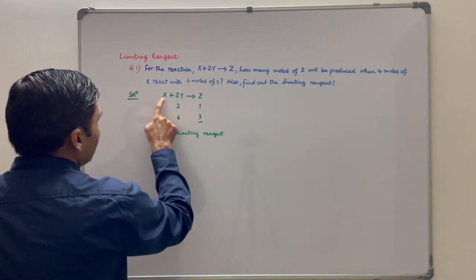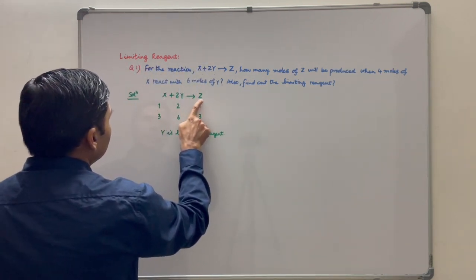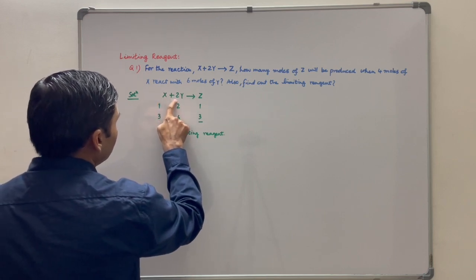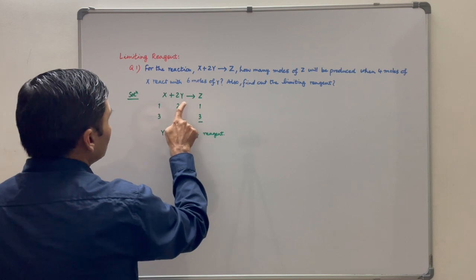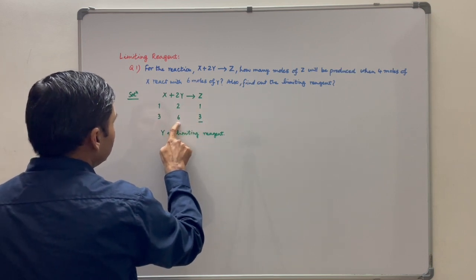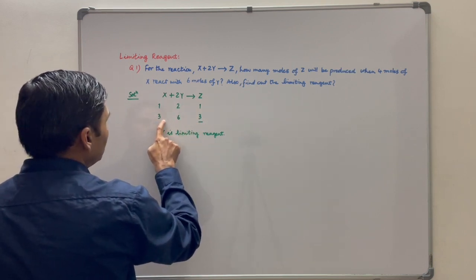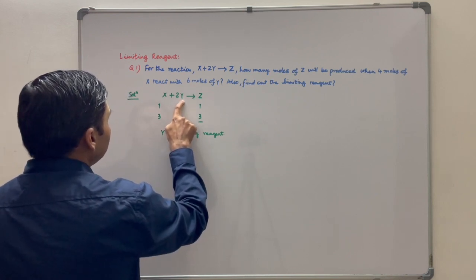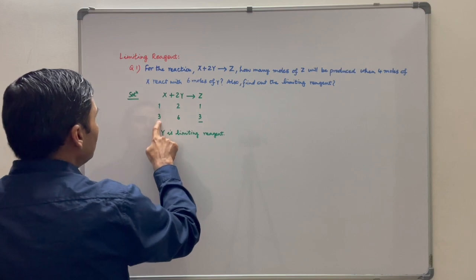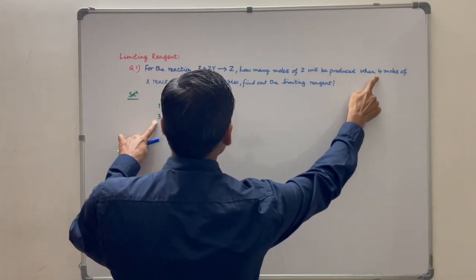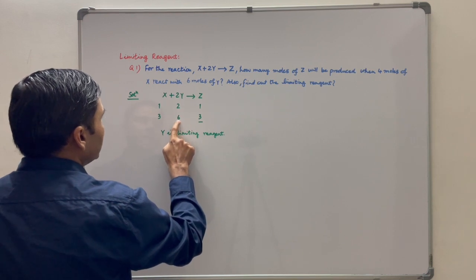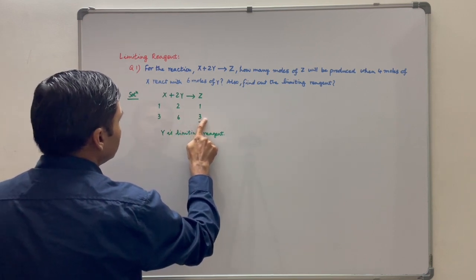It is given as X plus 2Y makes Z. It means 1 mole of X reacts with 2 moles of Y to produce 1 mole of Z. So if there are 6 moles of Y, they will react with 3 moles of X to produce 3 moles of Z. So Y gets completely consumed. Still 1 mole of X will be remaining in the reaction. So Y is the limiting reagent and it will produce 3 moles of Z.